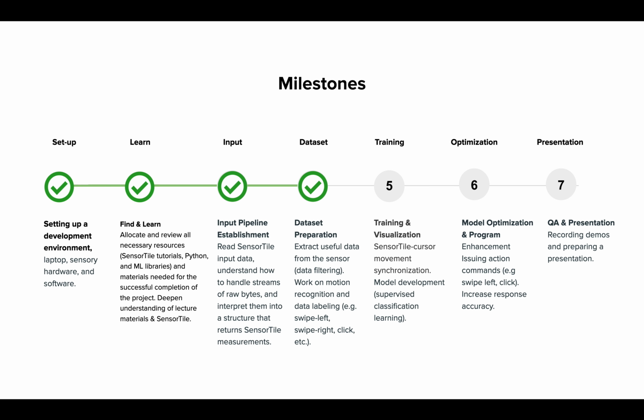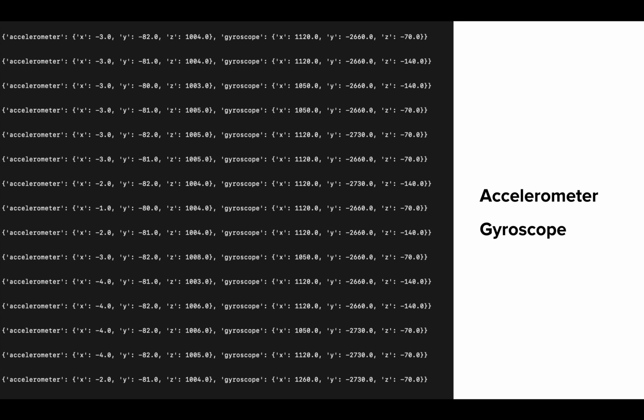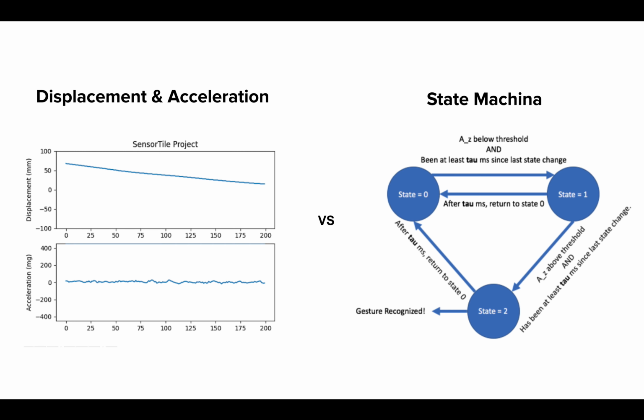So in report 2 we made further progress. We created the input pipeline to get data, and we store it in a CSV file right now, and then we analyze the CSV file further to perhaps train our model and visualize it. We also adjusted the measurements that we're getting. We had a question about whether we need to use displacement and acceleration or a state machine for motion detection.